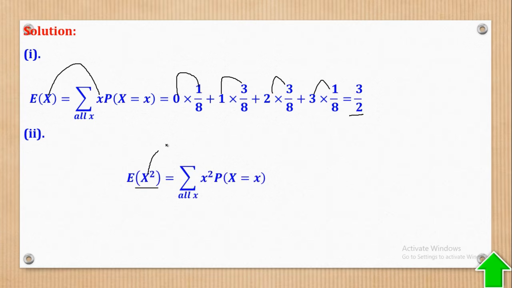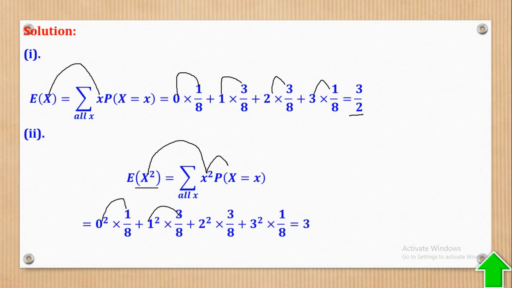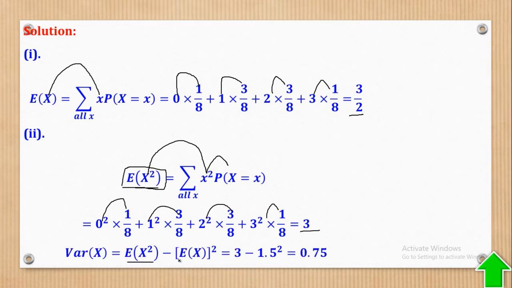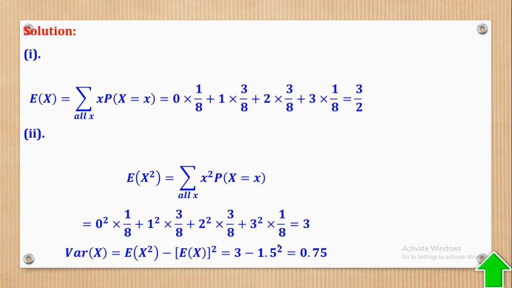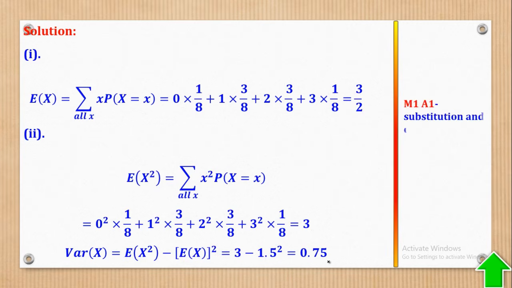For variance, we have to first get E(X squared), which is given by that. So where here there's x squared, you also put x squared and multiply by the probabilities. When we do that, we shall come up with these values and add all of them to come up with 3 as E(X squared). But this is not the variance they want. After getting this, you have to remember that variance is given by the formula E(X squared) minus E(X) everything squared. So E(X squared) is this, and E(X) is 3 over 2, but it is squared, so you put a squared there. And the outcome will be 0.75, and that is what they wanted.